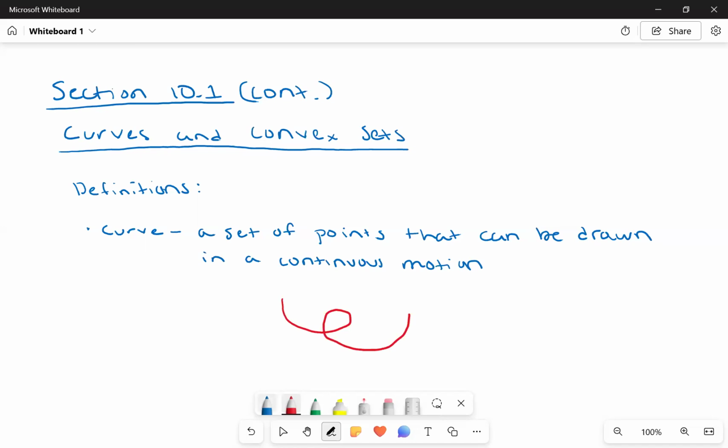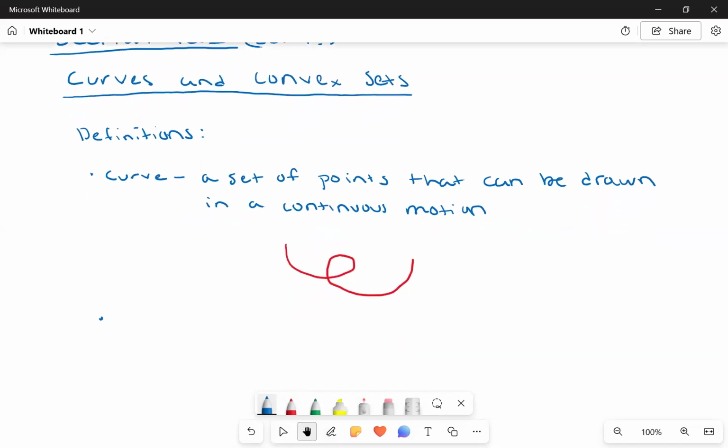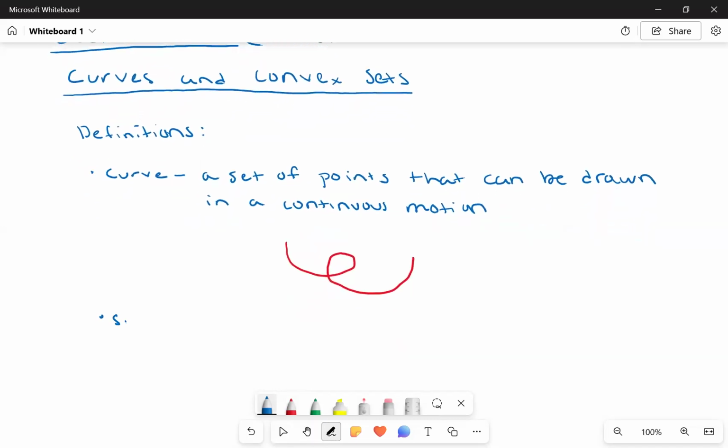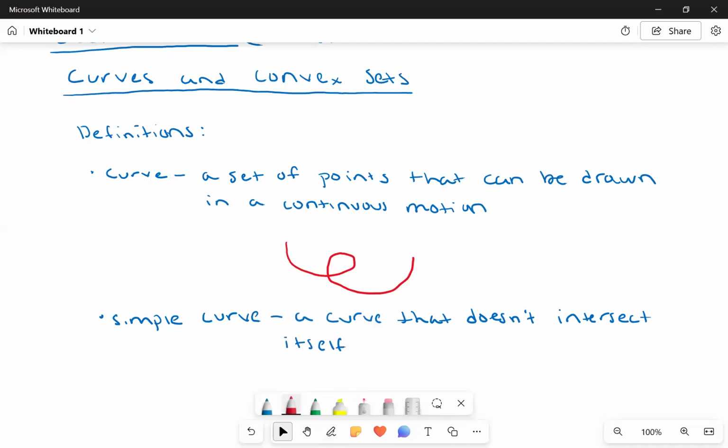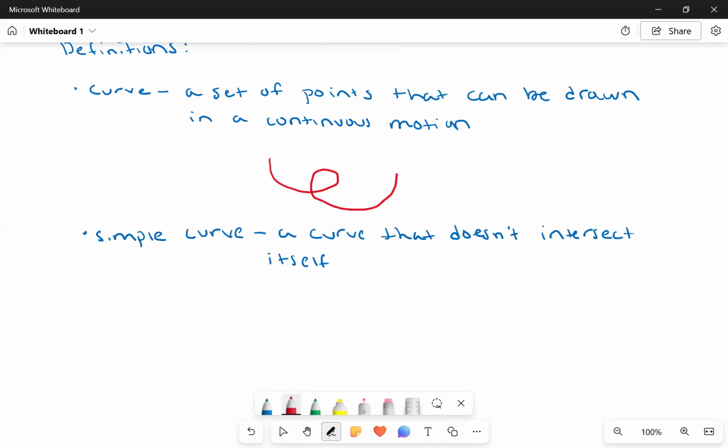Now we're going to get more refined in this. A simple curve is a curve that doesn't intersect itself. So the one above wouldn't qualify. If I want to draw something in continuous motion like that, but that doesn't intersect itself, maybe something like this.